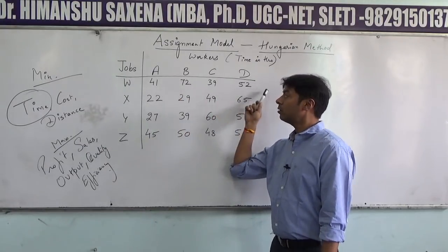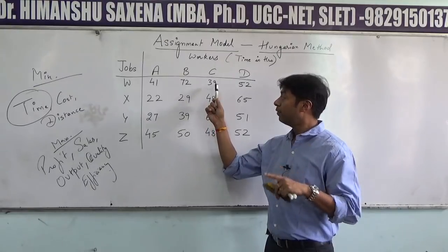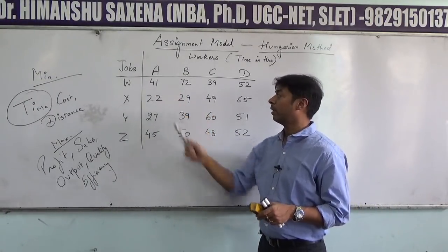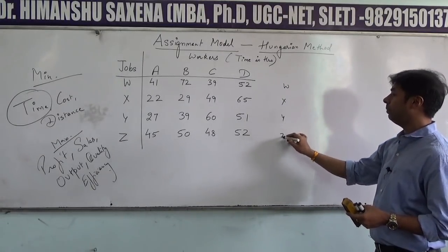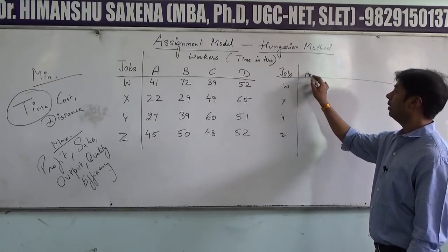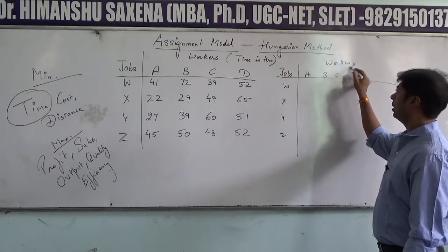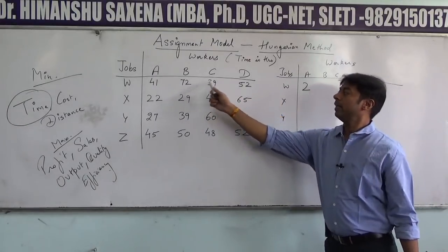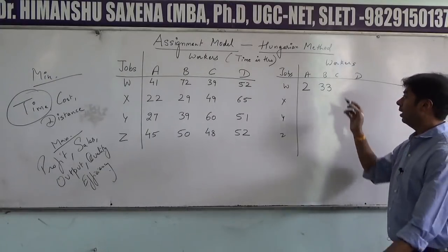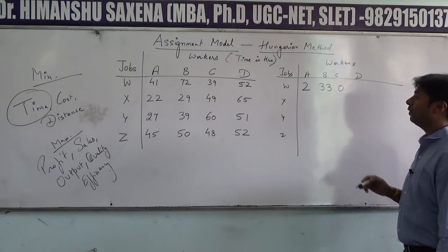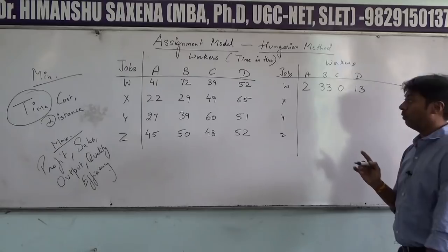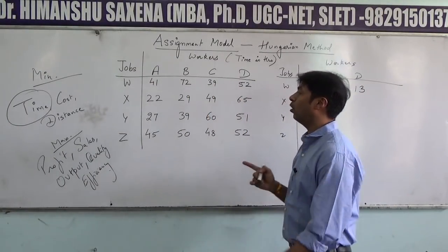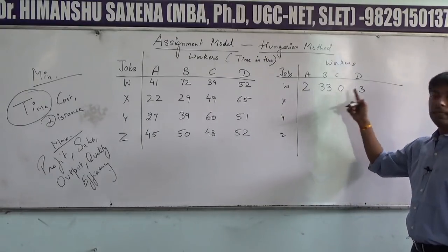Like in this case, in the first row, the minimum element is 39. Now we will have to subtract this 39 from all the elements of this first row. When we subtract 39 from 41, in the new table the format will be exactly the same. All these jobs will be there, and these workers denoted by A, B, C, D. In the first row, when we subtract 39 from 41, the value will be 2. 72 minus 39 will be equal to 33. Then 39 minus 39 will be equal to 0. And 52 minus 39 will be 13. So what have we done? We have taken the first row and selected the minimum element from it. When 39 gets subtracted from all these values, the resultant row would be 2, 33, 0, and 13.